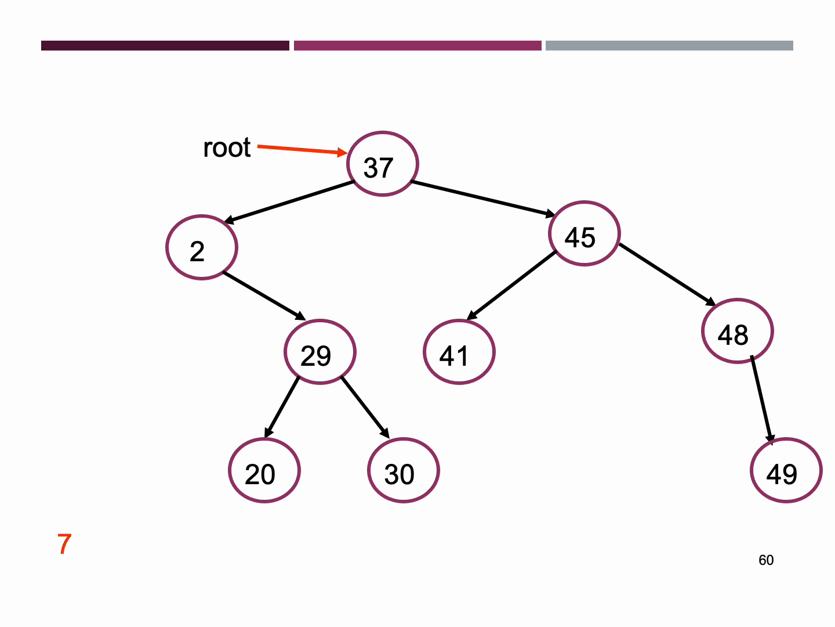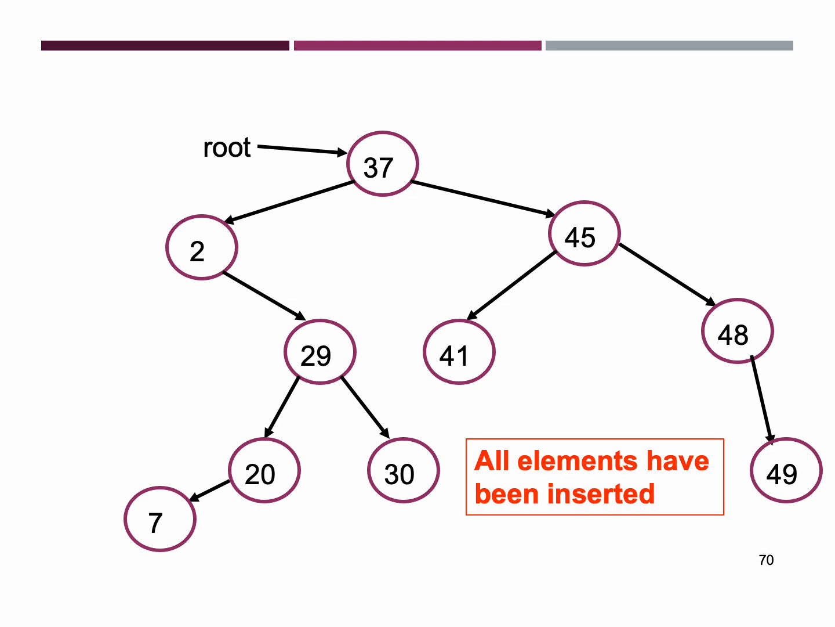Okay, so next is 7, the final one. Now 7 is less than 37, so it will go left, and then it will check with 2 again, which is 7 is greater than 2, so it will go right, and then it will check with 29. It will go left, where we have 20. It will check with 20 again, which is less than 20, and it will go left. So this is our final. So all elements have been inserted, and this is our final binary search tree.